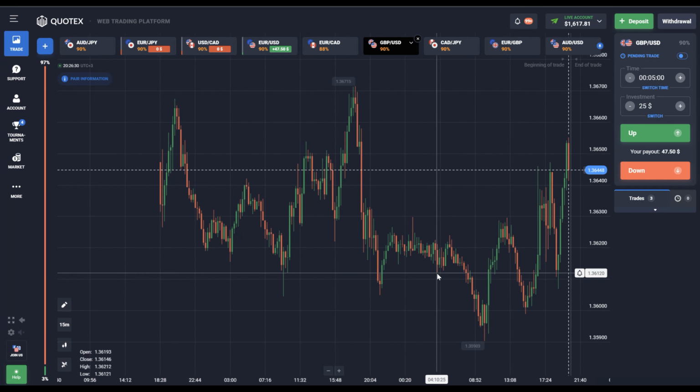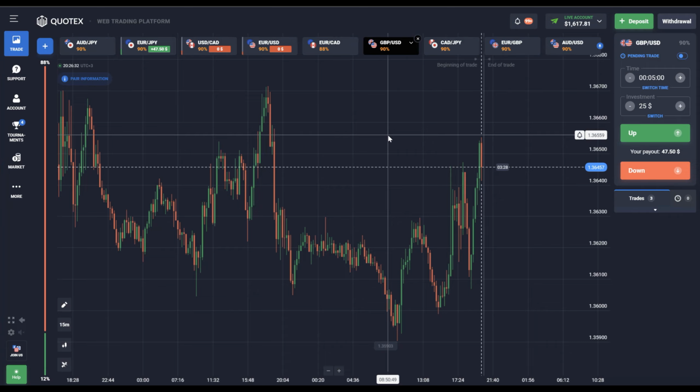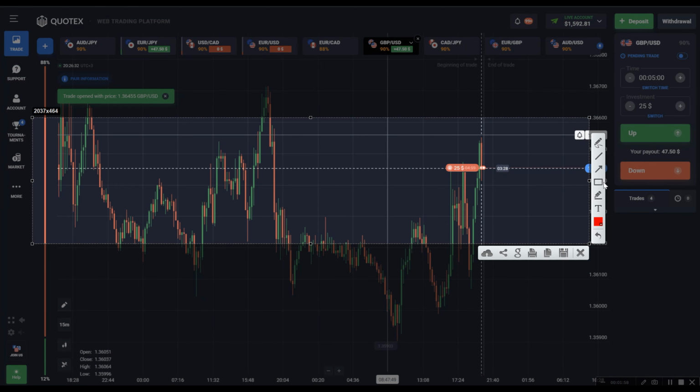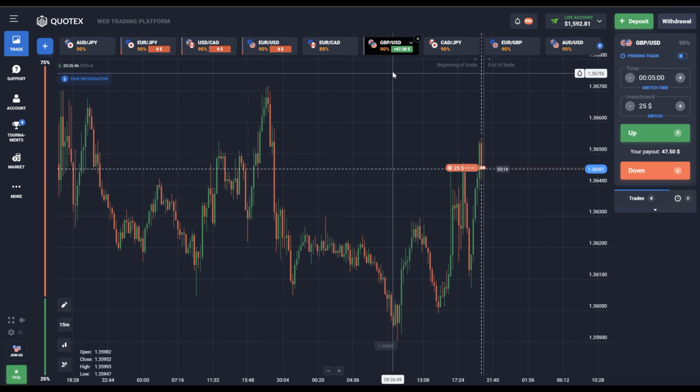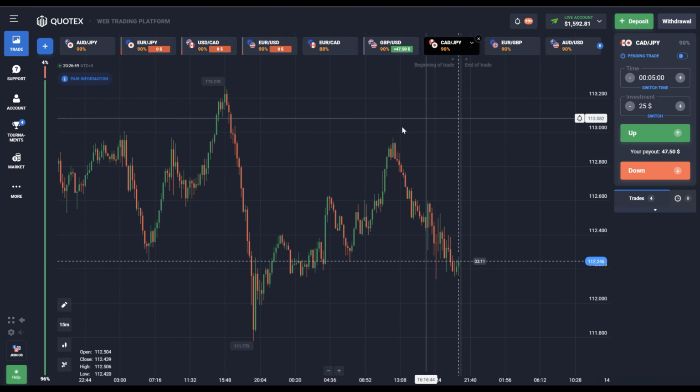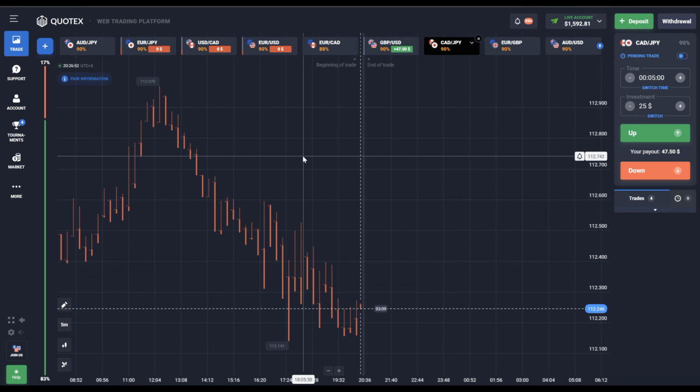British pound US dollar, I'll also open a trade for a decrease. The price is also in a resistance zone, and it's roughly the same situation as with the euro dollar, meaning a pin bar is already forming. There's a small candle with a significant upper shadow on top, which is a clear reversal pattern indicating to us that the price will potentially continue to move lower.